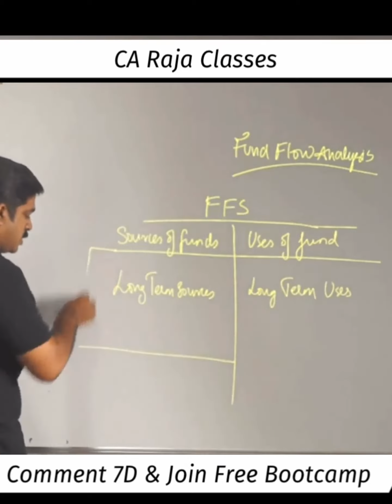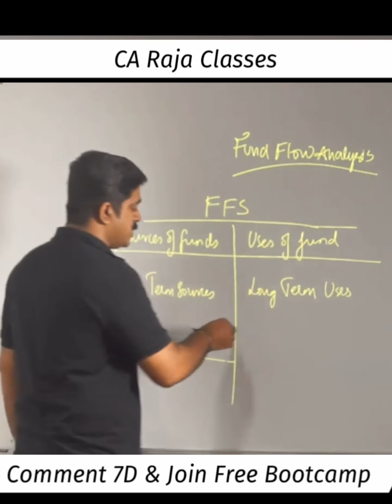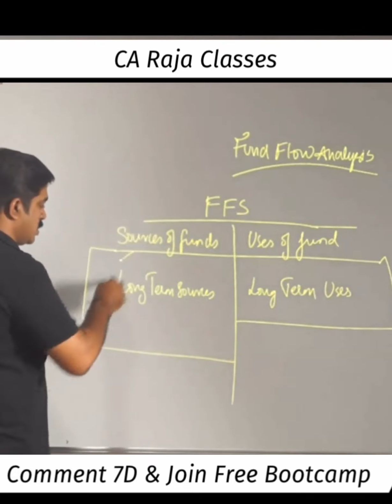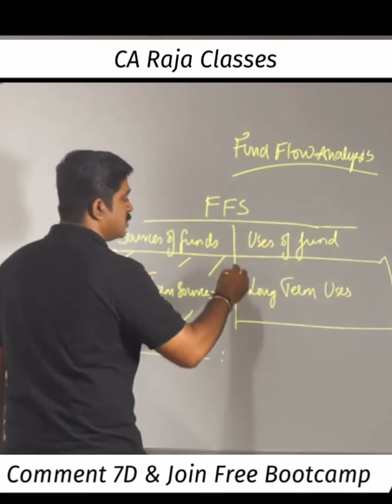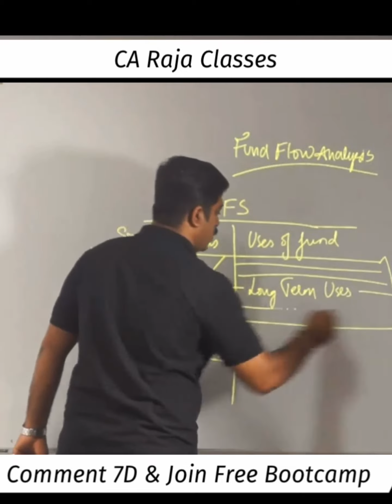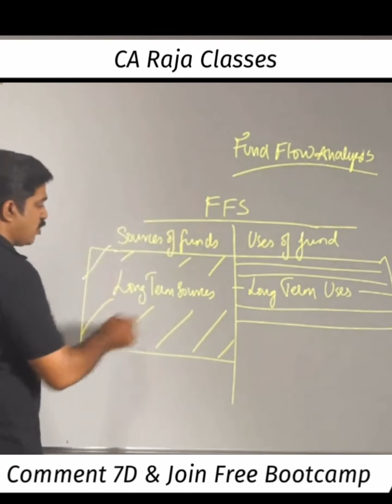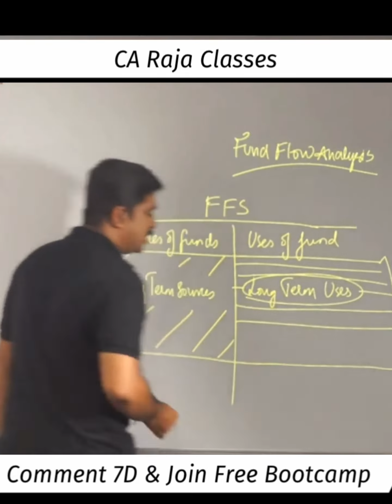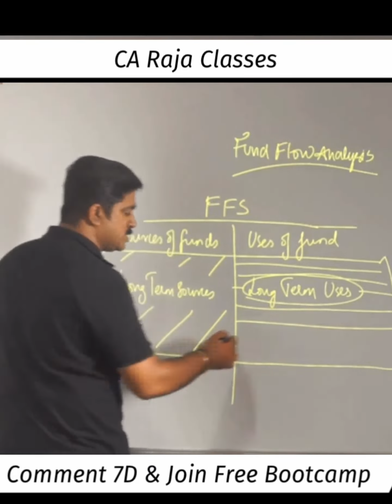This box represents my total long-term sources, whereas this box represents my long-term uses. So if you notice, this is my long-term sources, whereas this is my long-term uses. So what you can see very visibly is I have more of long-term sources, whereas less of long-term uses. It means we have this region, unshaded region, which is remaining vacant. So this is nothing but surplus.